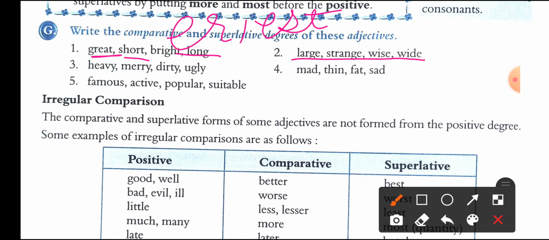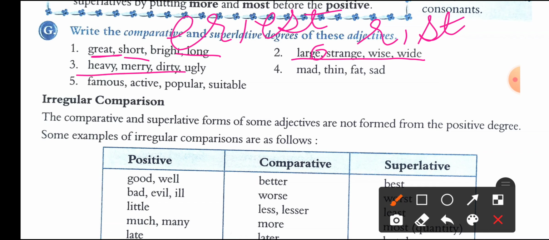The second one is large, and the spelling is ending with E here. So what do you have to add? Only R and ST. So the spelling would be larger, largest; strange, stranger, strangest. Okay, E is already given here in all the spellings.